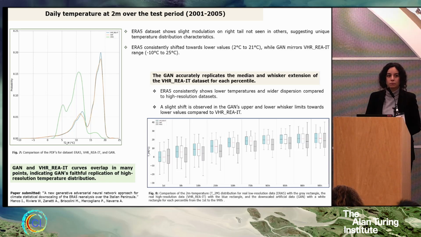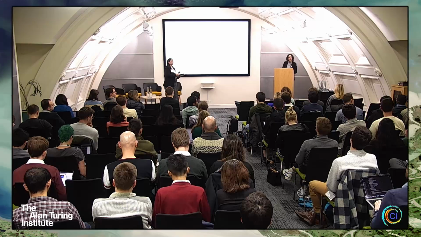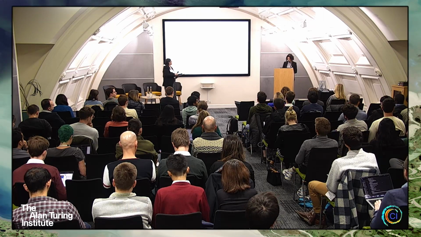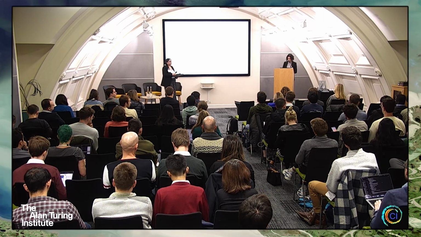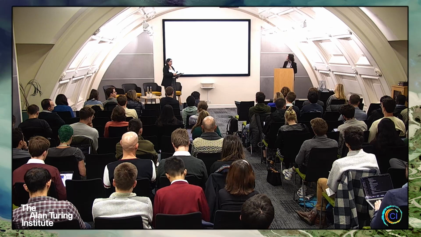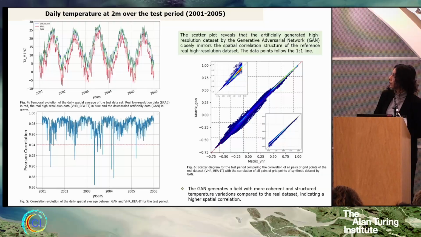Yes. And a similar question, if I can. Another plot that you were showing, I think the climatology, the one on the top left. ERA5 is the red one, in blue we have VHR, and in green we have the GAN. Do you have any idea why ERA5 is lower?